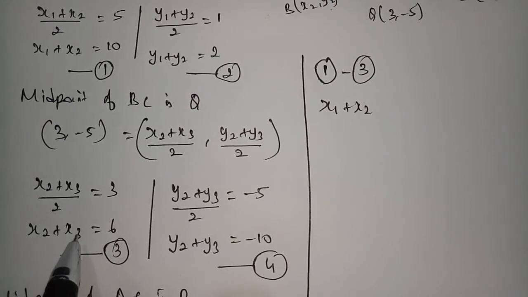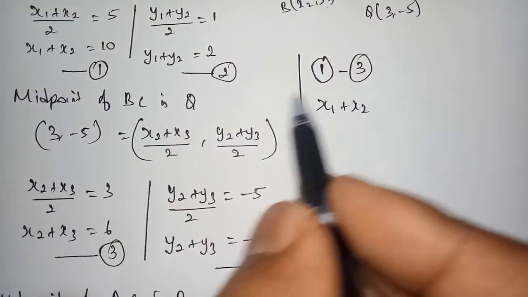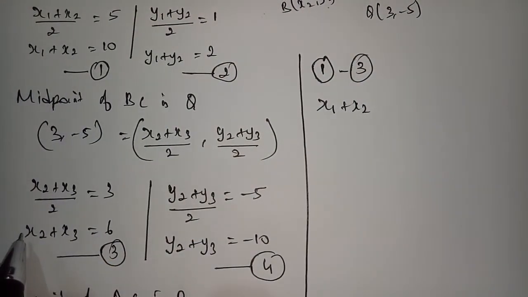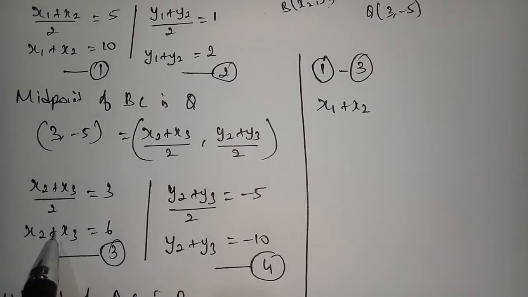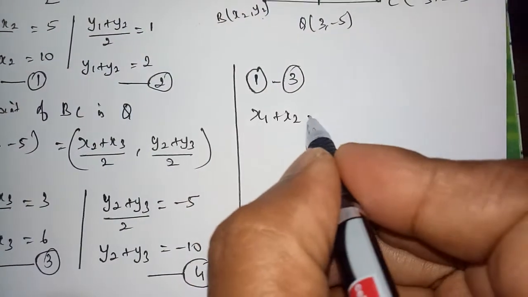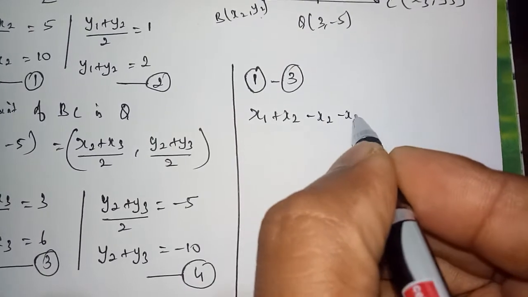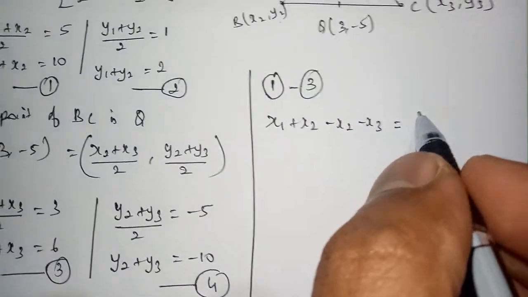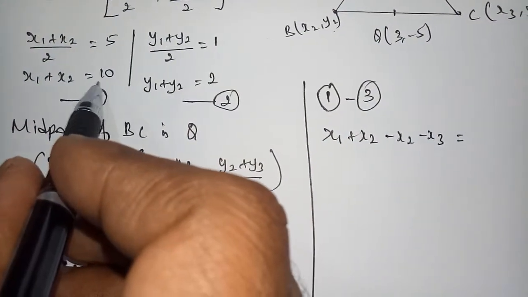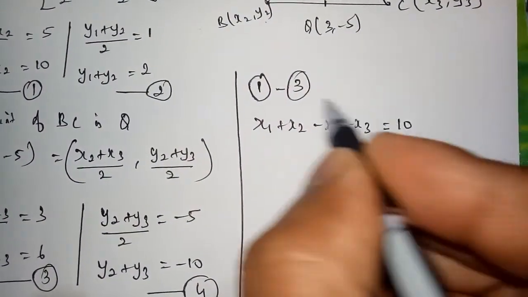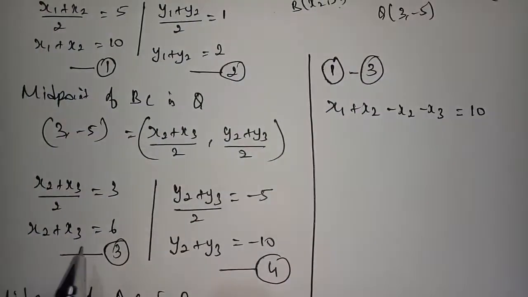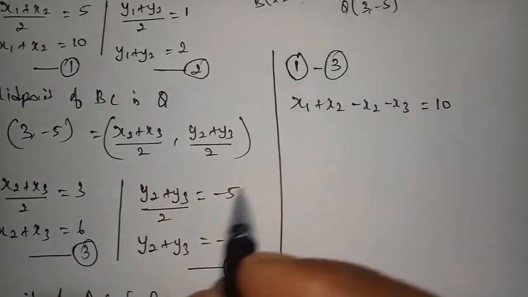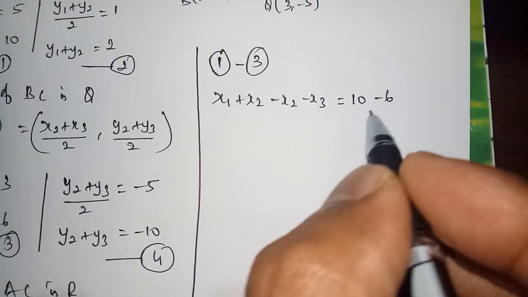x2 plus x3. So we have minus. You multiply this minus here. Plus and minus is minus x2. Plus and minus is minus x3. So we'll be having minus x2 minus x3. That is equal to, in RHS what we have? 10. So I'm writing this 10 here. Formula is minus. So minus into plus 6 is minus 6. So we need to write minus 6 here.